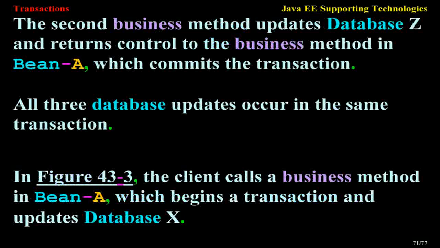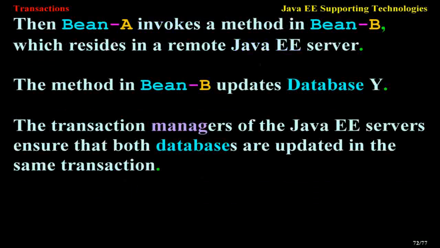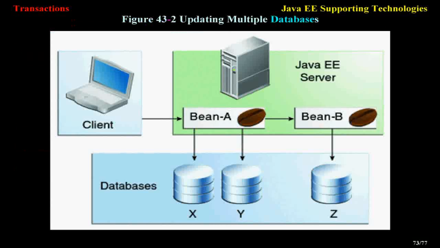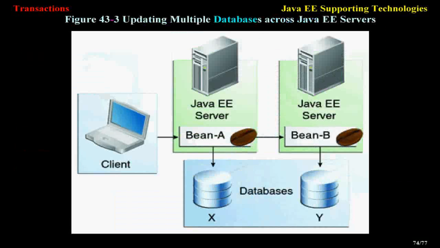In Figure 43-3, the client calls a business method in bean A, which begins a transaction and updates database X. Then bean A invokes a method in bean B, which resides in a remote Java EE server. The method in bean B updates database Y. The transaction managers of the Java EE servers ensure that both databases are updated in the same transaction. Figure 43-2, Updating Multiple Databases. Figure 43-3, Updating Multiple Databases Across Java EE Servers.